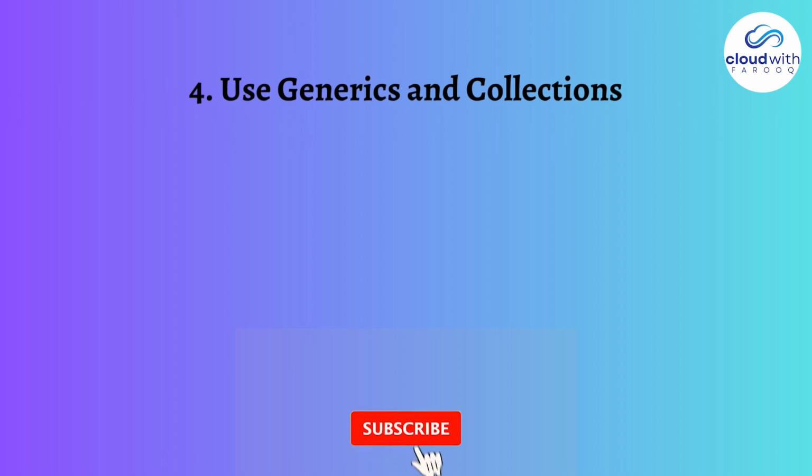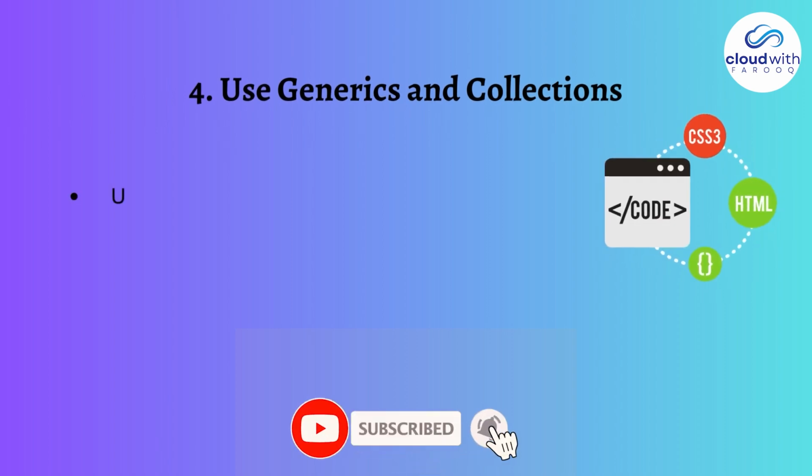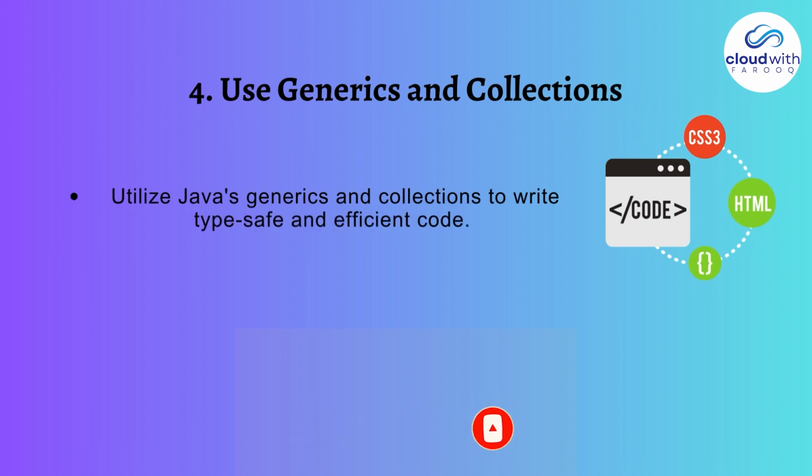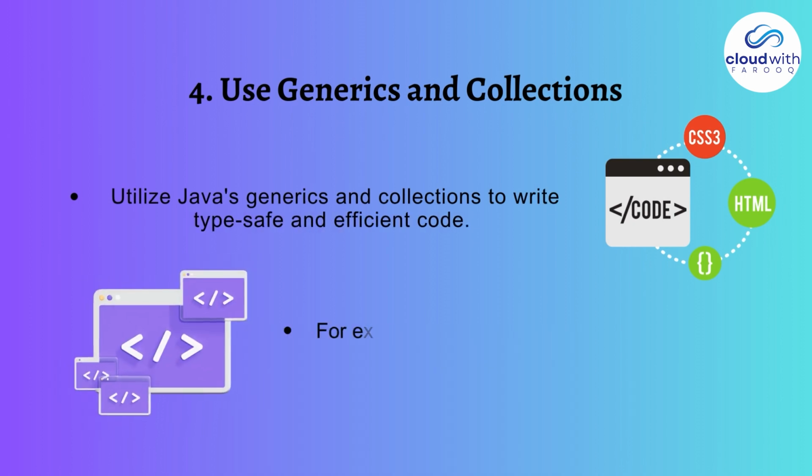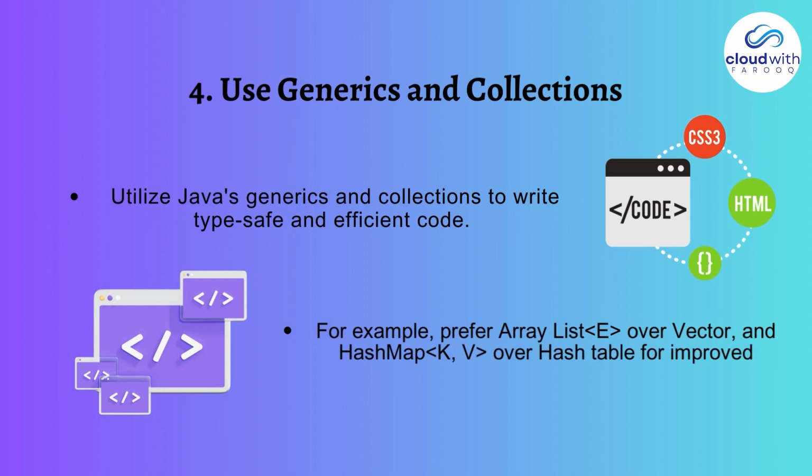Number 4. Use generics and collections. Utilize Java's generics and collections to write type-safe and efficient code. For example, prefer ArrayList over Vector and HashMap over Hashtable for improved performance and flexibility.